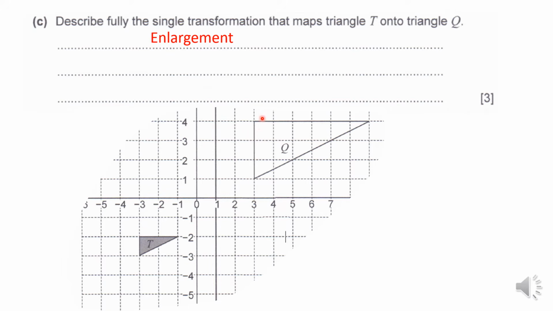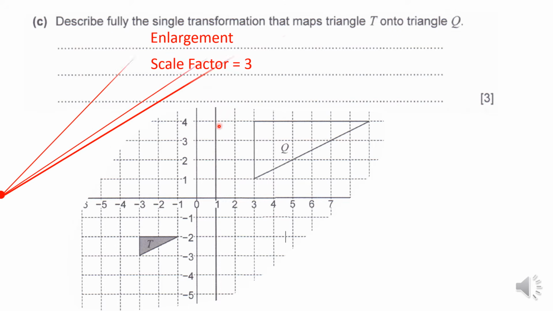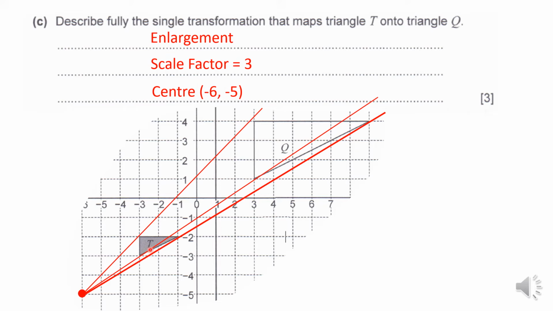Remember, to find the scale factor, it's the image divided by the object. So you can count 1, 2, 3, 4, 5, 6, and you divide it by 2. Or you can even take 1, 2, 3. So you take horizontal distance by horizontal distance, or vertical distance by vertical distance. There's no point in finding this diagonal distance, because as a right angle triangle, that would involve you using Pythagoras, and that is too much for this particular question. There's one more thing that you need, and that is the center of enlargement. So I draw lines, join corresponding points, and you realize the center would be nowhere but at (-6, -5).